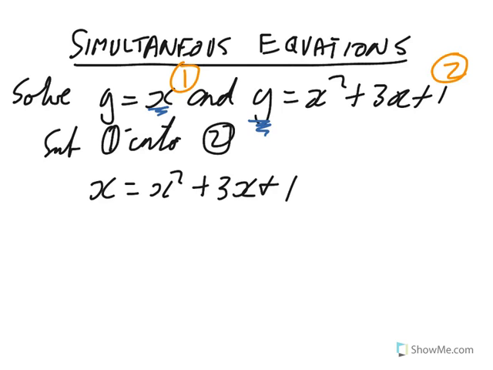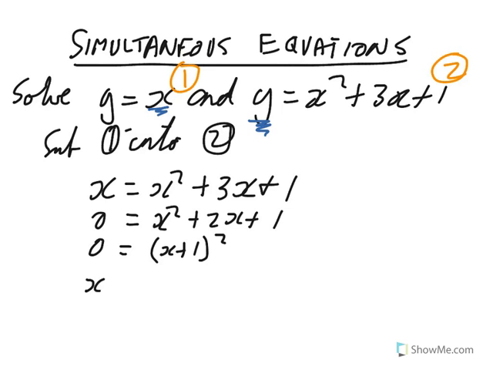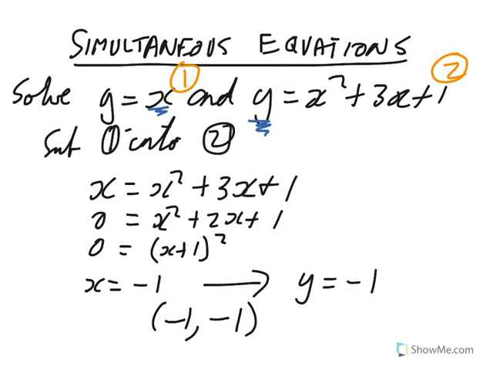So then we get 0 equals x squared plus 2x plus 1. In this particular case we can factorise that, and that's x plus 1 all squared, so x would be minus 1. And of course from number 1, where y is equal to x, y would be minus 1 as well. So in this particular case, there's one point of intersection, one solution to those simultaneous equations, and that's the point (-1, -1).